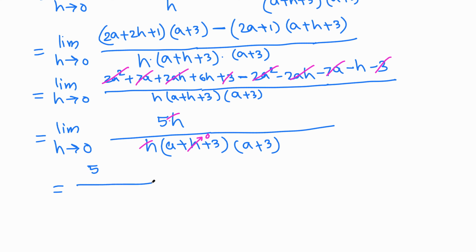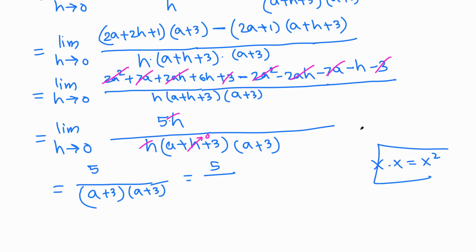So 5 over a plus 3, a plus 3. We can combine these two. 5 over, it's like x times x, that's x squared. Okay, so a plus 3, a plus 3, a plus 3 quantity squared. We don't have to expand this, and that's final.